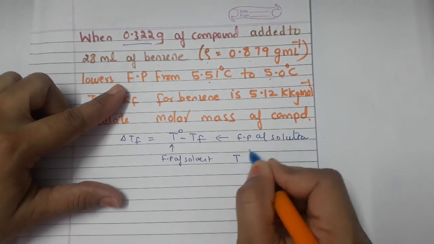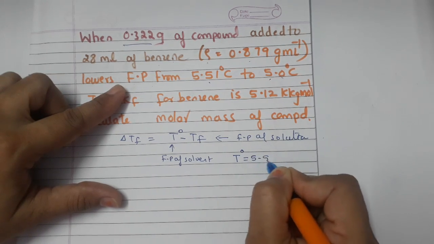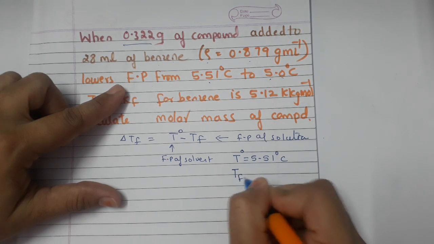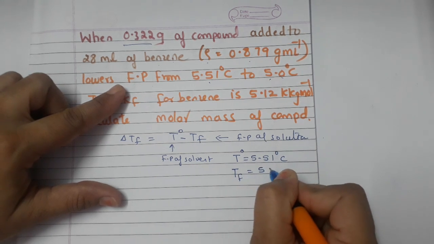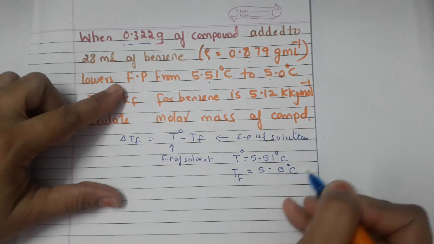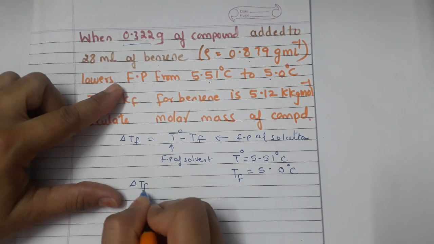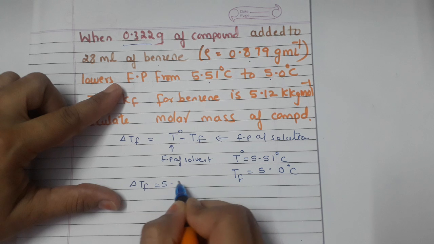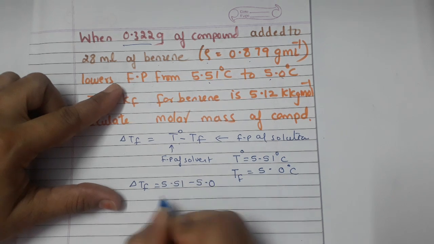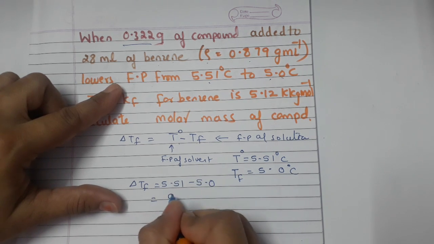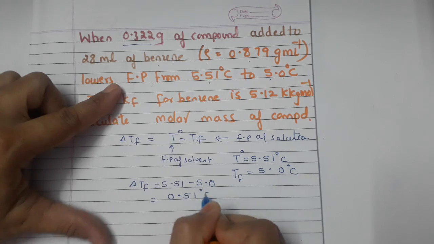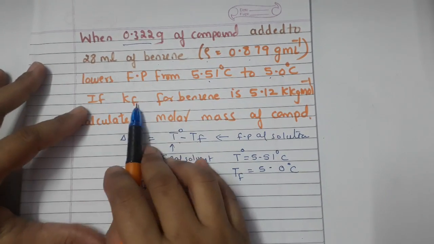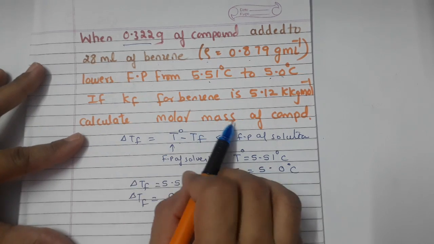Now they have said that freezing point lowers from this to this. It means T naught value is given 5.51 degrees centigrade, and Tf is given 5.0 degree centigrade. So delta Tf, if we calculate T naught minus this, that is 5.51 minus 5.0, we would be getting the answer here as 0.51 degrees centigrade. Okay, let us read the further part. If Kf is given, calculate the molar mass.